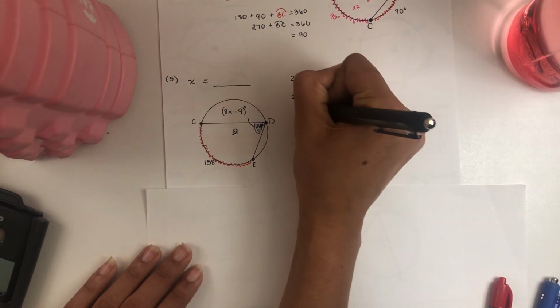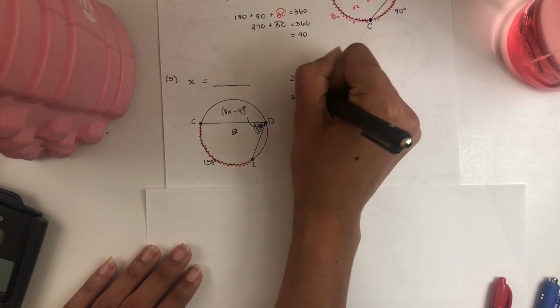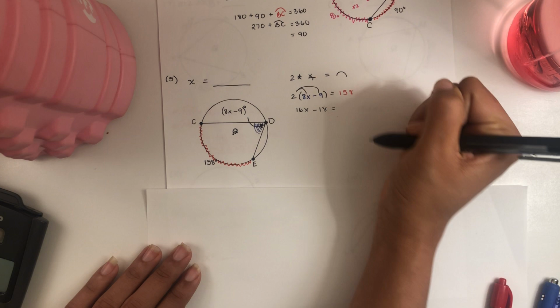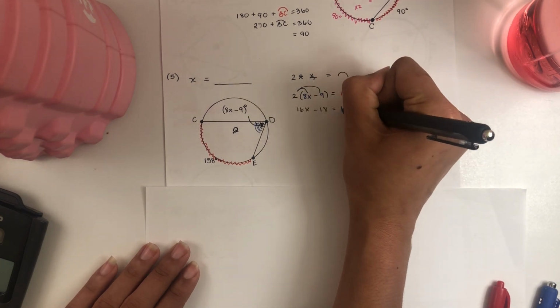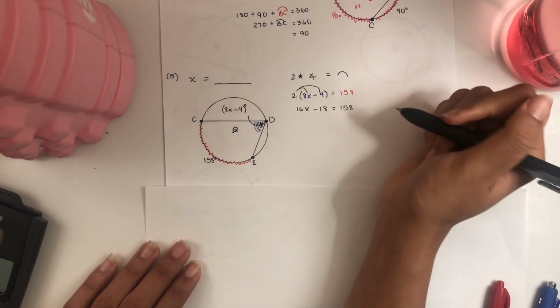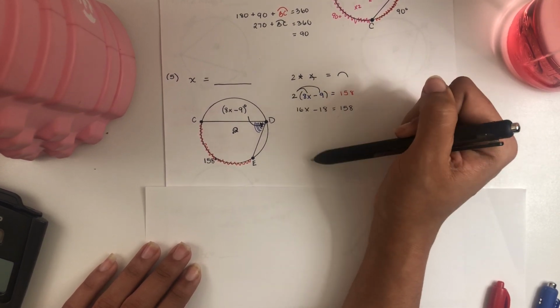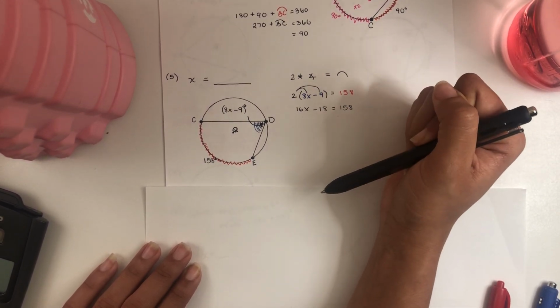2 times 8x is 16x. 2 times negative 9 is negative 18. 158, we didn't do anything to it, so you leave it the same. A mistake a lot of students make is they don't realize that they have to distribute once you start bringing in variables like this. So make sure you do that.